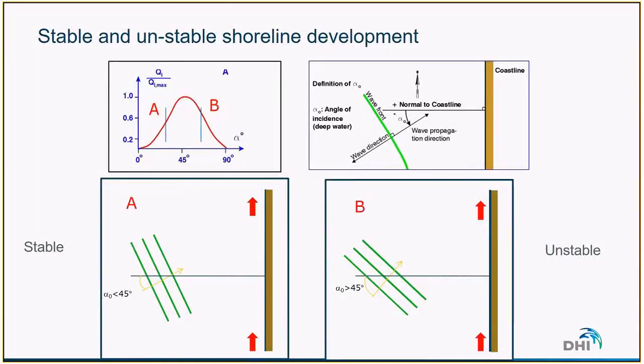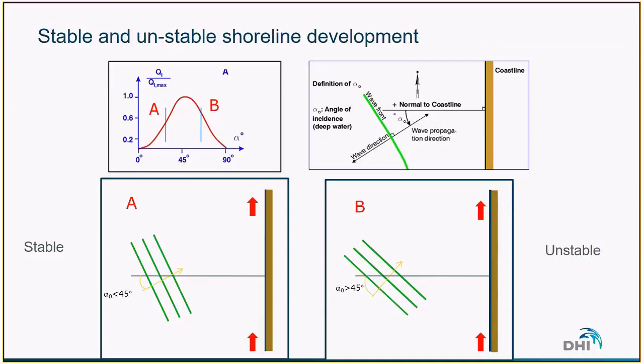Depending on the wave direction, we can therefore have stable or unstable coasts. The A section characterizes stable coastlines, which is on the left part of the slide. So in the typical case of a stable coastline, we have an incident wave that is arriving on the coast with an angle which is below 45 degrees with the shore normal.